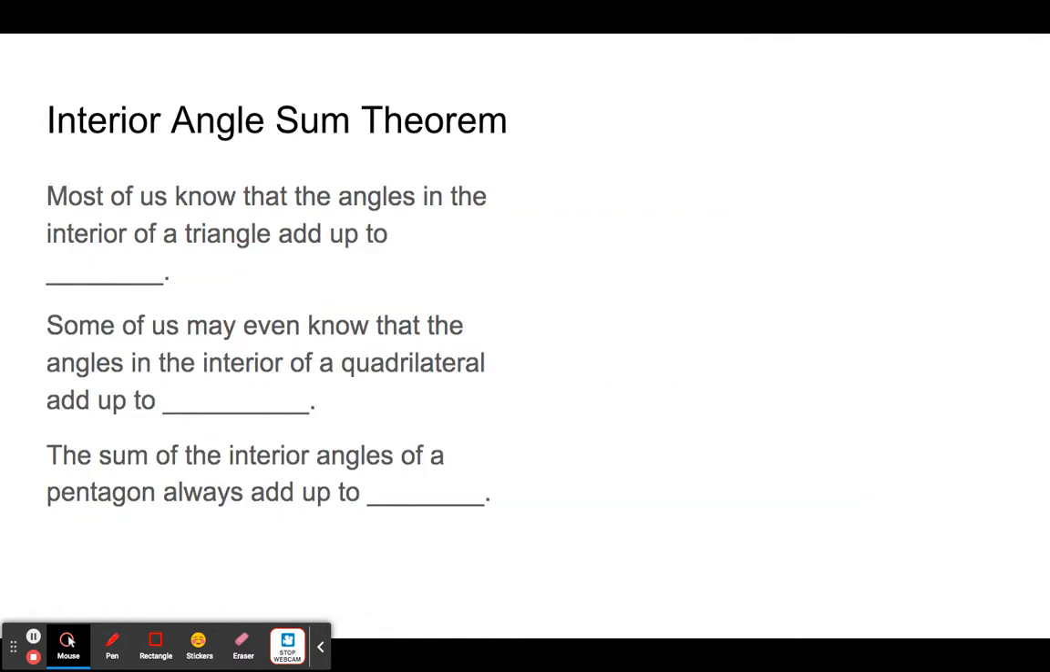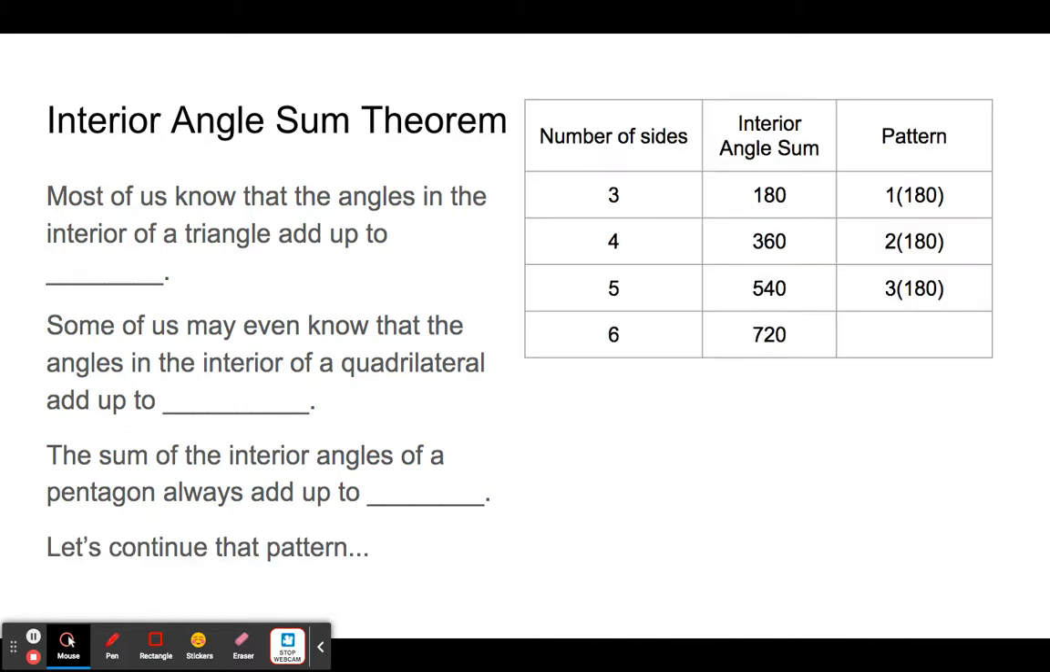So first we'll take a look at the interior angle sum theorem. Most of us know that the interior angles of a triangle add up to 180 degrees. Some of us may even know that the interior angles of a quadrilateral add up to 360. The sum of the interior angles of a pentagon always add up to 540. So here we have those out here for you, and I even added another column to show you a pattern.